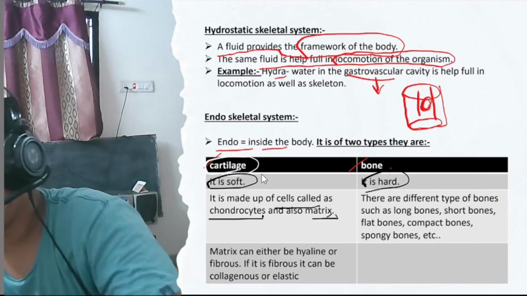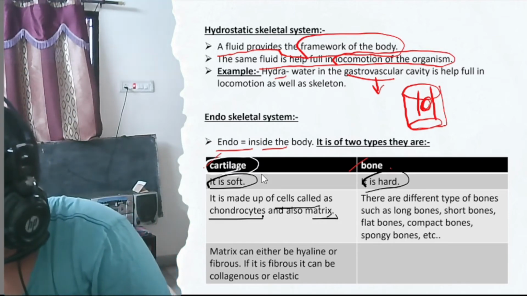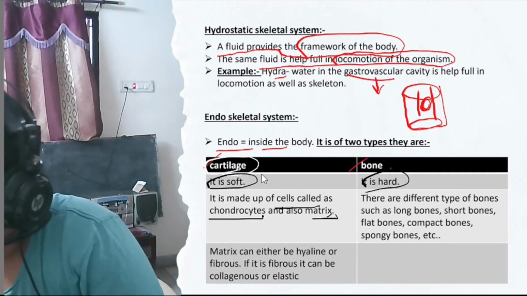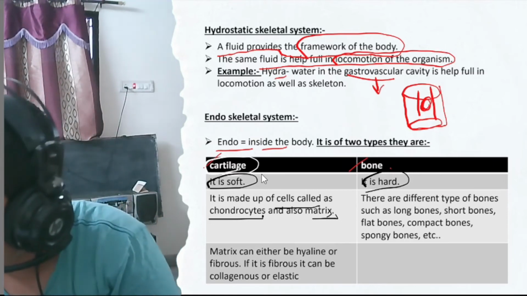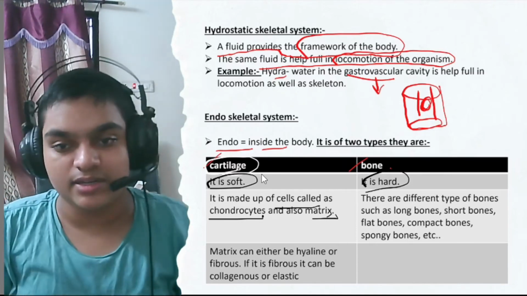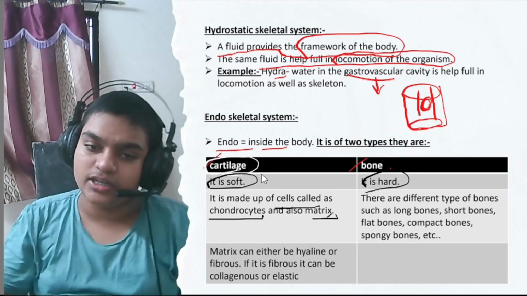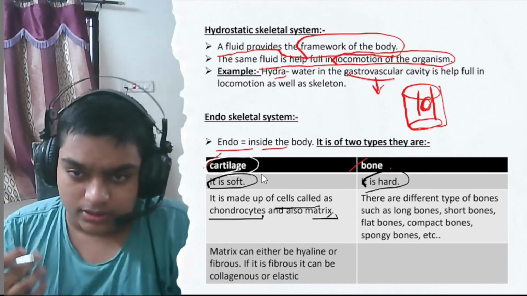One minute, let me tell you, I have also forgotten the name of the chapter. I hope it is structural organization in animals, we will be discussing more about this: the chondrocytes, matrix, hyaline cartilage, fibrous cartilage, etc.